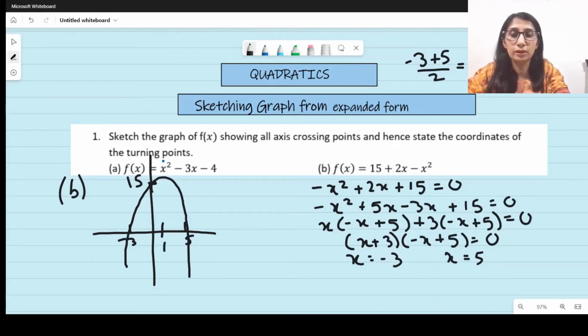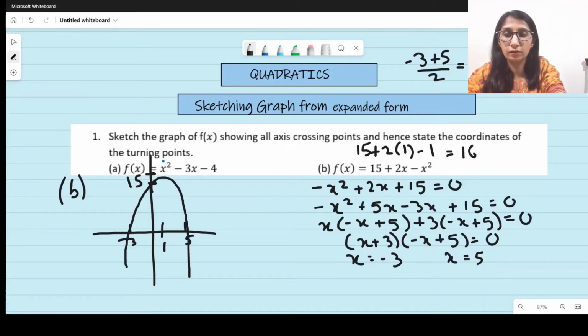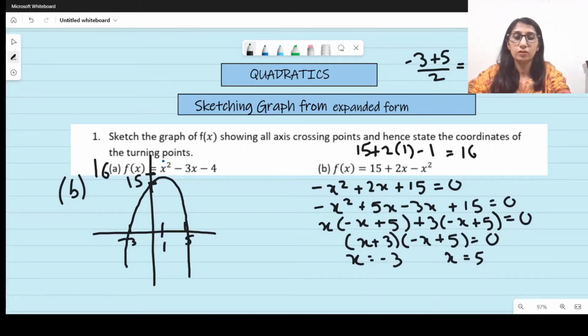Now when x is 1, let's substitute the values in this expression. So it's going to be 15 plus 2 times 1 minus 1. So that's 16. So this value here would be 16, where the graph will peak. So that is how you draw the graph of part B.